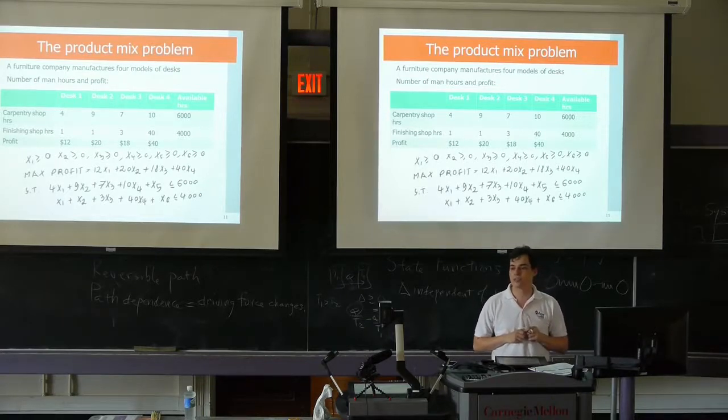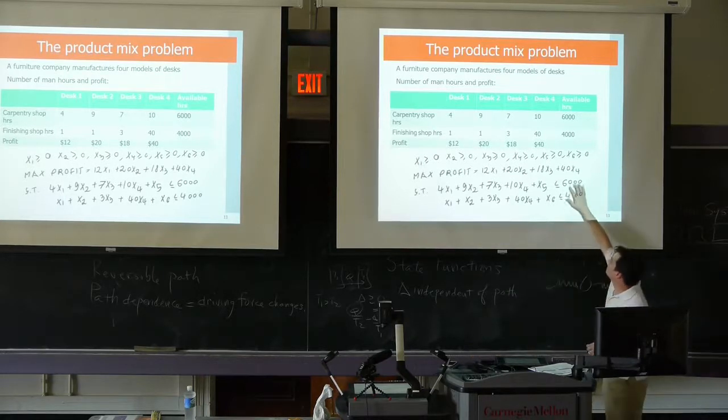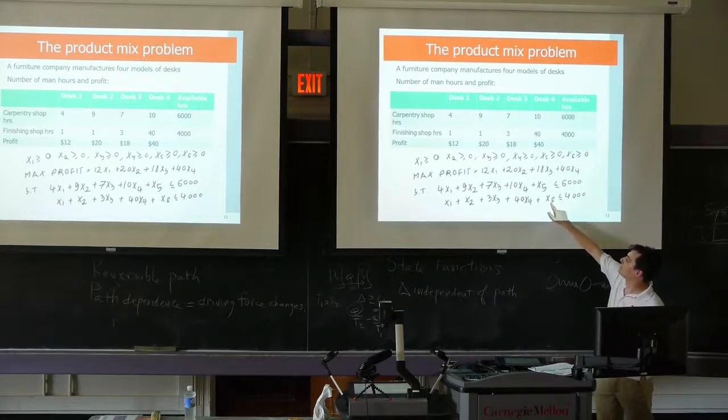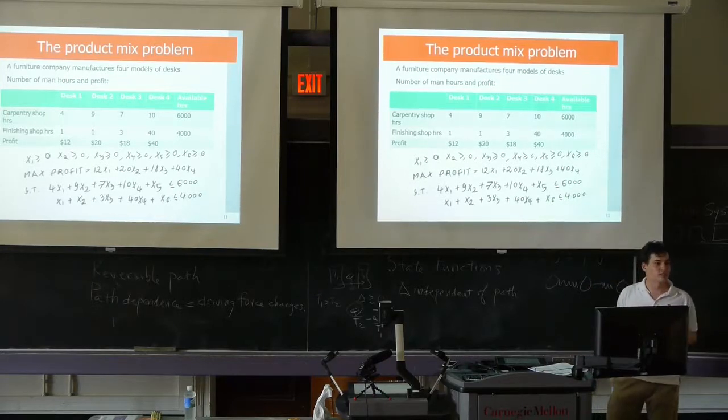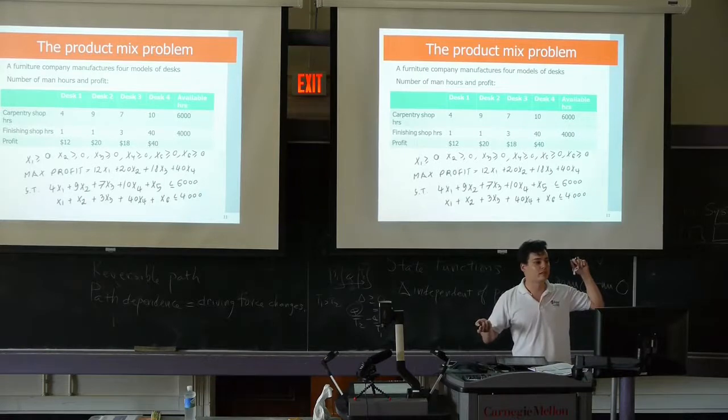Any guess why I made this mistake? Yeah, they are slack variables. Actually, the original problem is that this is less than 6,000, 4,000, and I got confused, so I wrote x5 here, x6 here, and then it should be equal to 6,000 and 4,000. Okay, so apart from this confusion, the problem is clear, right?